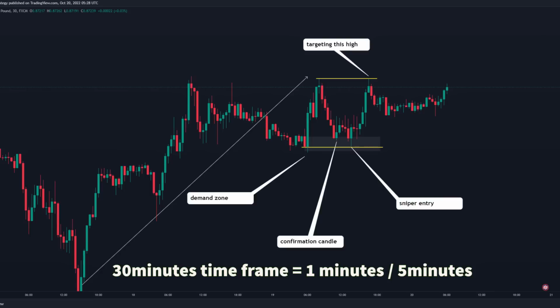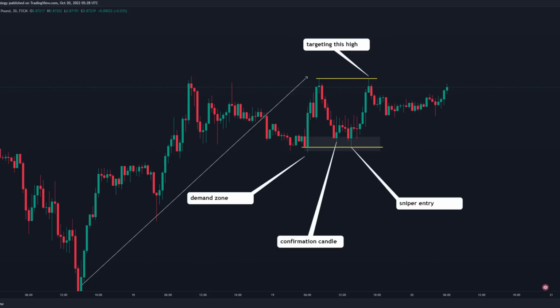By the way, this is the 30 minutes time frame. So that means our lower time frame can be the 5 minutes and 1 minute time frame. By doing so we will have double confirmation and reduce the risk while targeting the 30 minutes high as our take profit level. Guys, this is how you get 1 to 50 trade setups. But just stick around, you will understand it clearly.